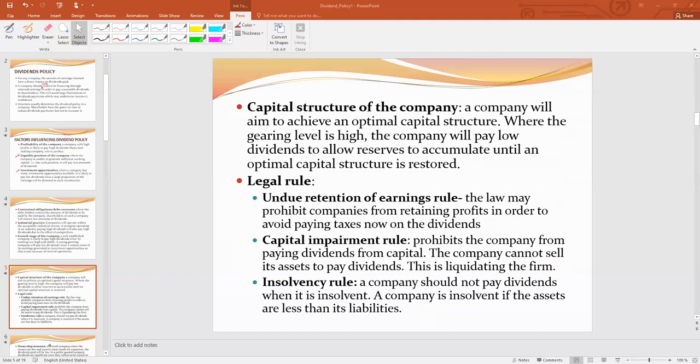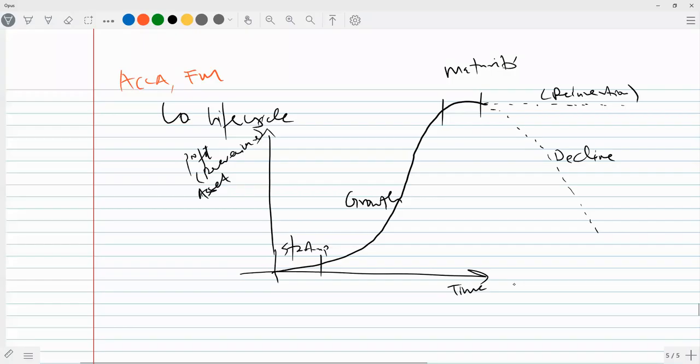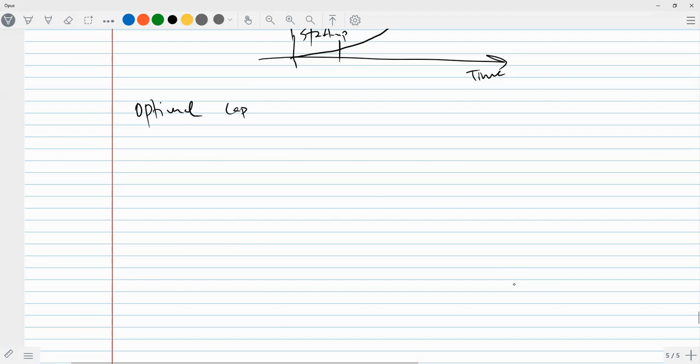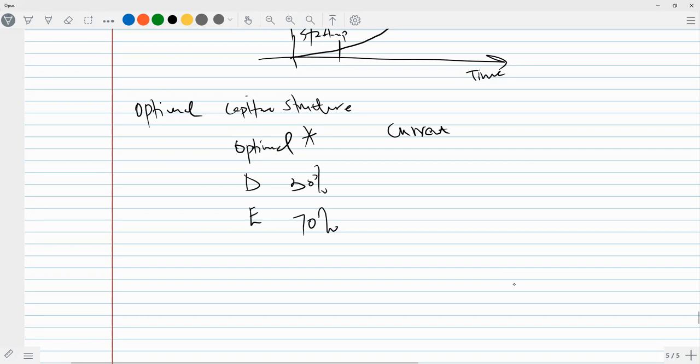Let me just use an example. If the company has an optimal capital structure, an optimal mix of debt and equity, let's say debt is 30% and equity the balance, 70%, this is the optimal. However, assume that the company is yet to achieve that optimality. Assume that the current status is that the amount of debt the company has is 50%, and of course, equity 50%. This is the current company financial gearing.